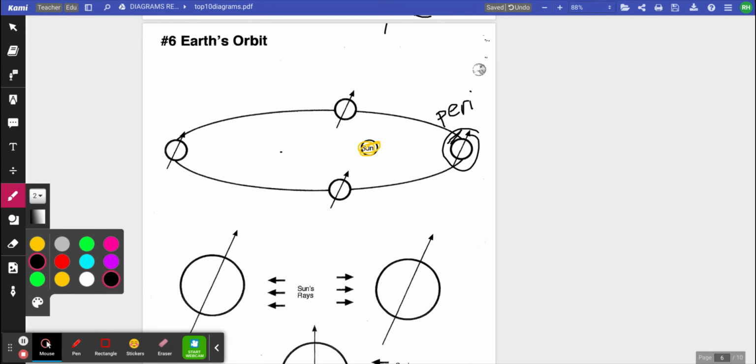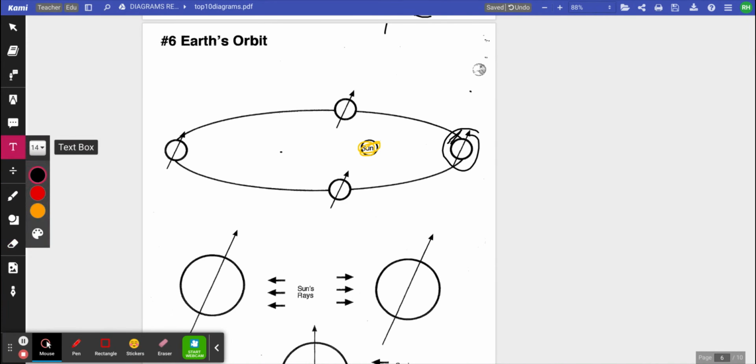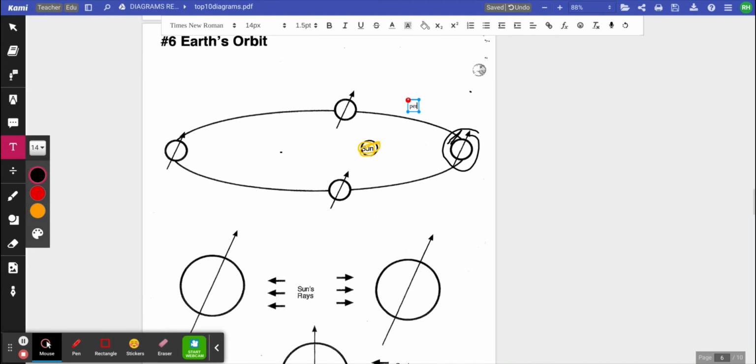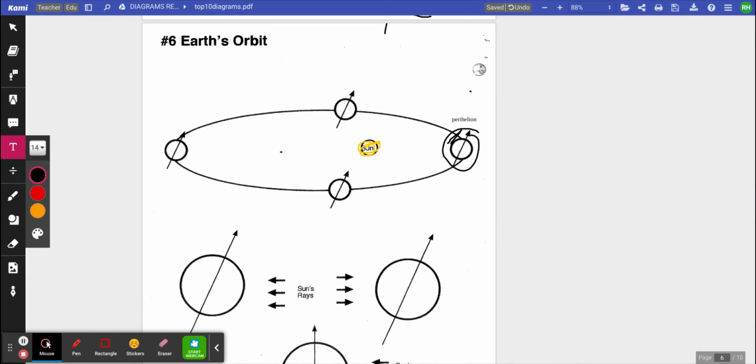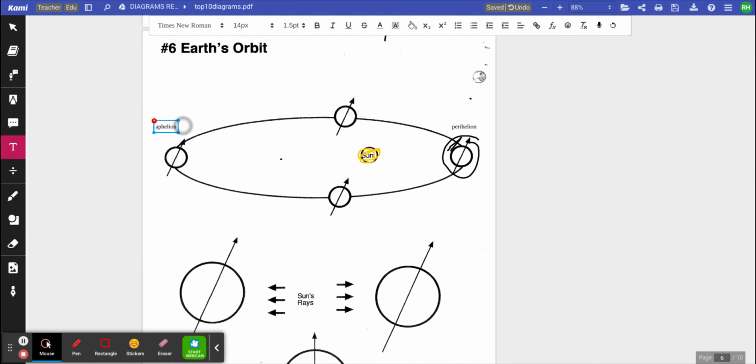I want to erase that and write it a little bit neater. Oh, I might just type it. That sounds like a good idea. So this is perihelion, and this is the point in the orbit where it's the closest to the star. And then we have another point in Earth's orbit. This is called aphelion, and this is where it's furthest from the star.